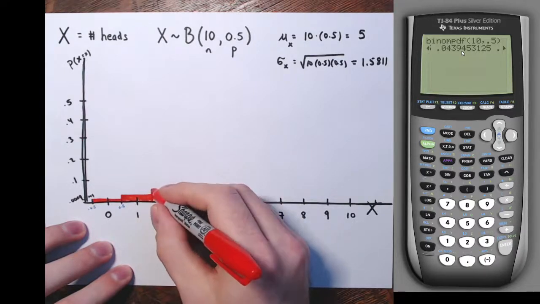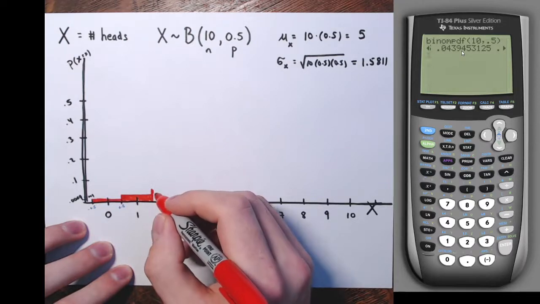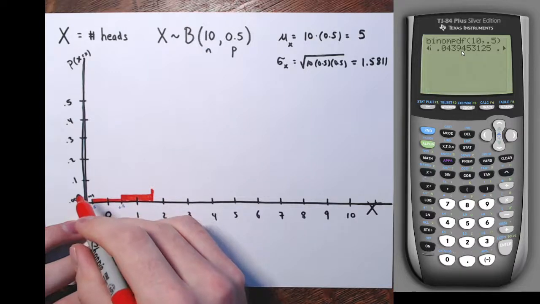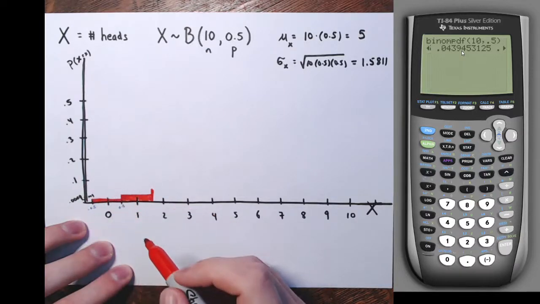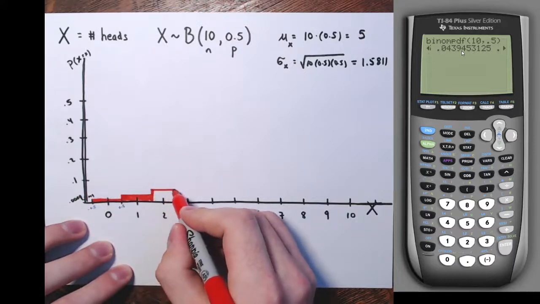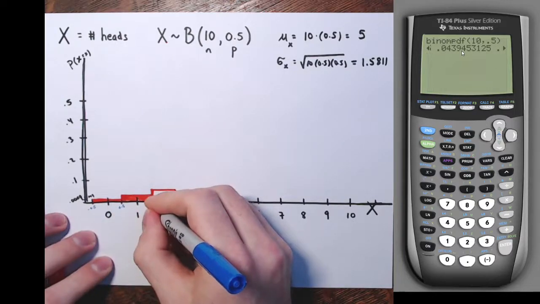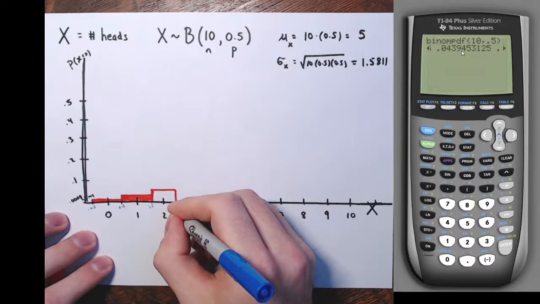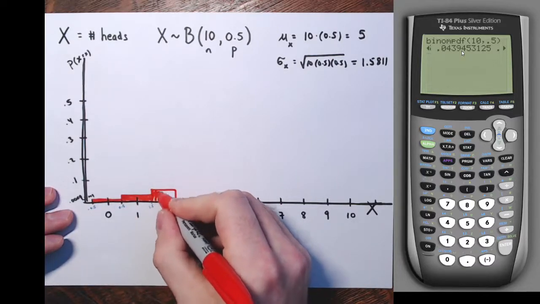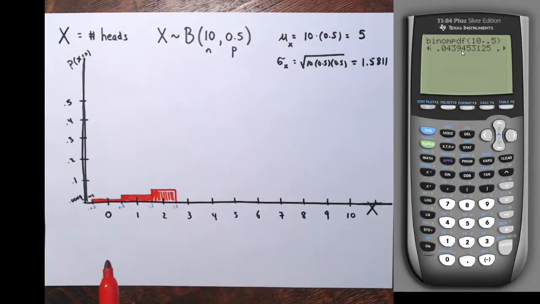I don't want it to go too high, but it's almost at 0.05, which is like 5%, half of 10%. So I'm a little bit under the half here. So again, this bar is from 1.5 to 2.5, the bar for two successes, and then the bar for 3 successes goes from 2.5 to 3.5, and so on.